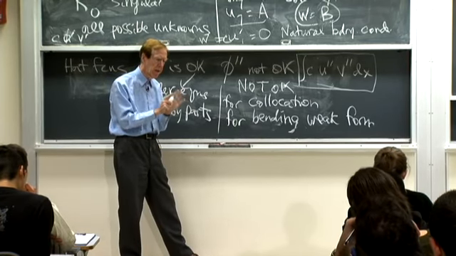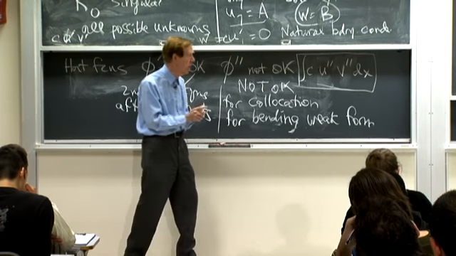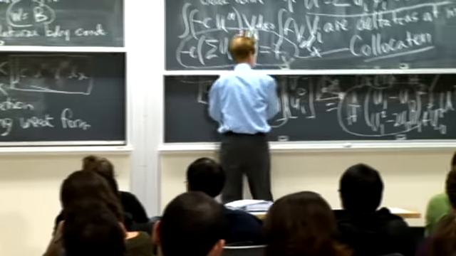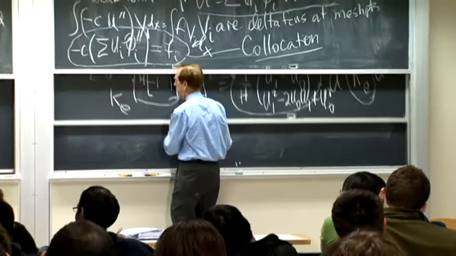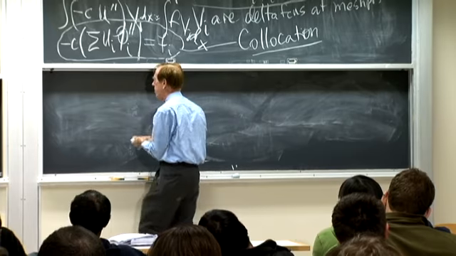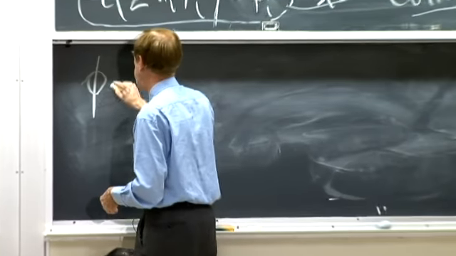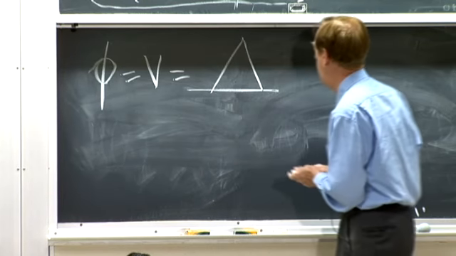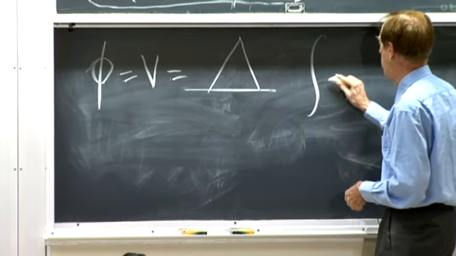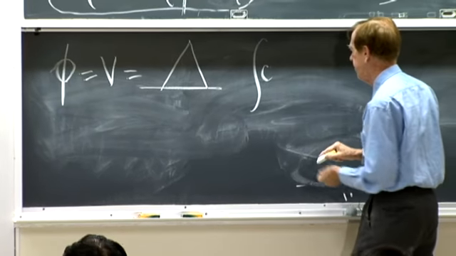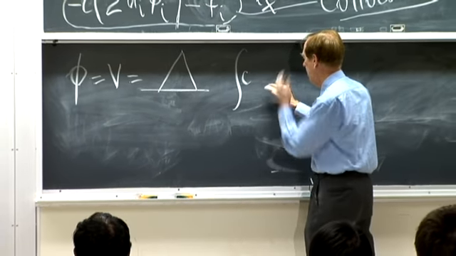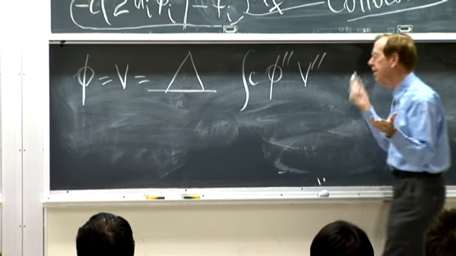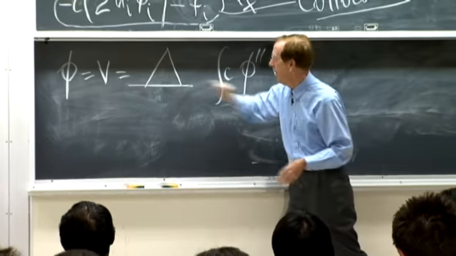And what is the second derivative? What's its square and what's the integral? This is really worth recognizing. So suppose phi is the same as v and it's the hat function. And if I want to integrate some constant or some nice function times phi double prime times v double prime, what do I get? What's the second derivative of that?